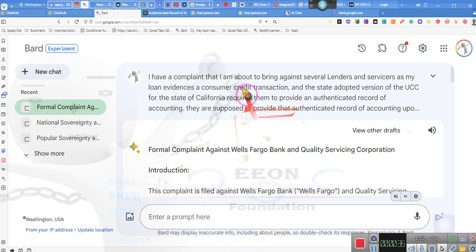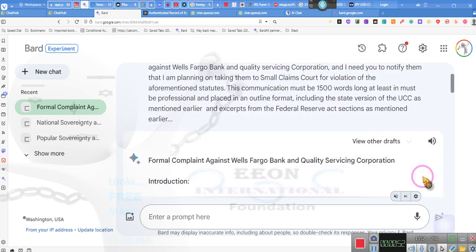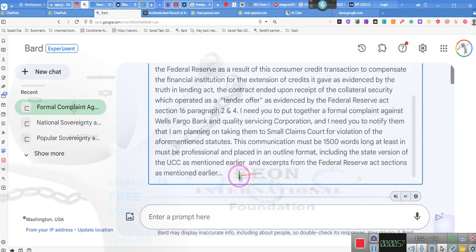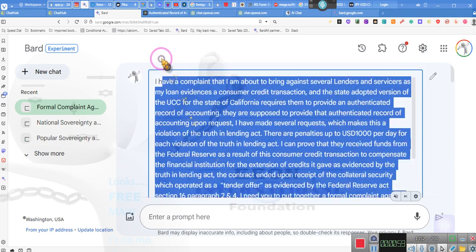And we're going to see, I did a video where I was asking this question. I have a complaint that I'm about to bring against several lenders and servicers as my loan evidences a consumer credit transaction. Now, what I'm going to do is take this whole section, and I'm going to do it again so that y'all can see it from beginning to end.